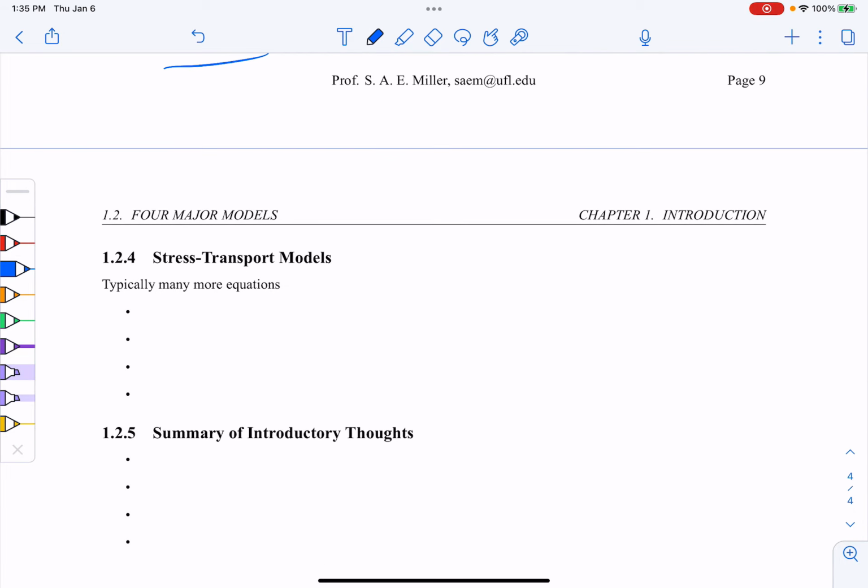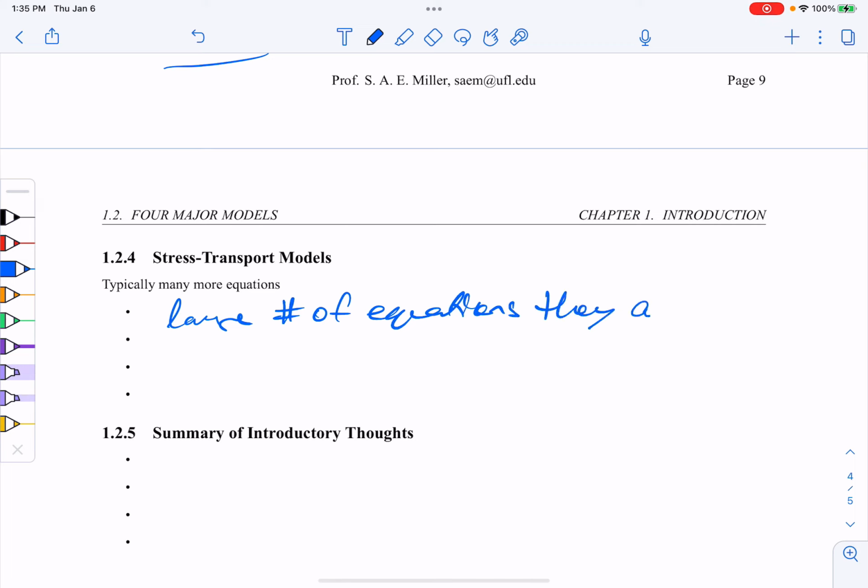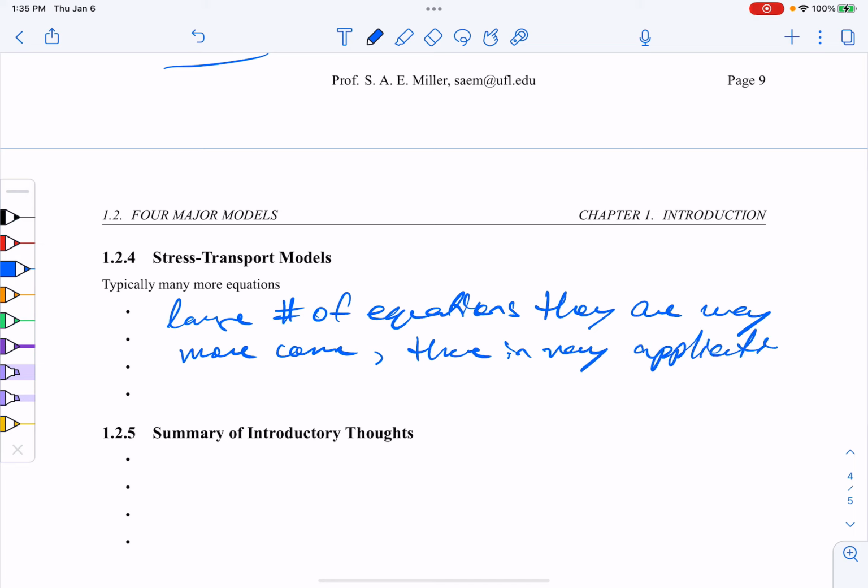As I mentioned, the stress transport models are just huge, and there's just way too many to detail. But as they have a large number of equations, they are way more complex. It's probably Noah Zambrano starting to realize. And they're in very few applications of CFD. And like I mentioned, we'll be looking at some of these.